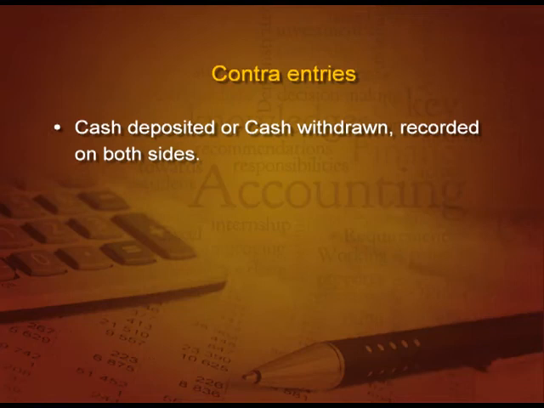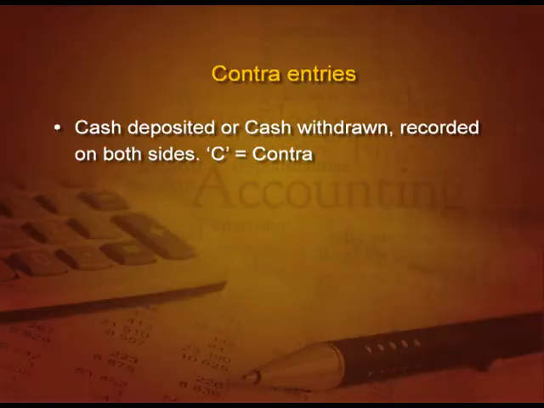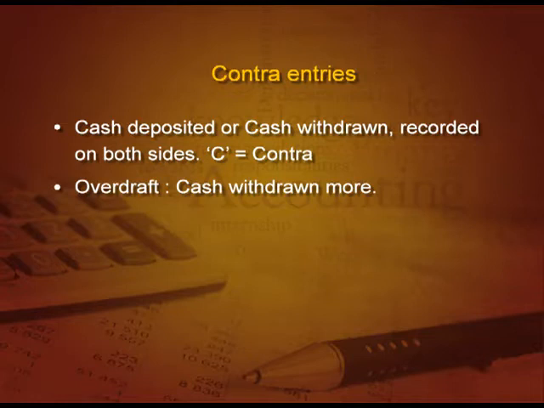We write a capital letter C in the inverted comma to signify this contra entry, and this C inverted comma is written in the ledger folio column, so that we are able to know that this entry is going to affect both the sides.